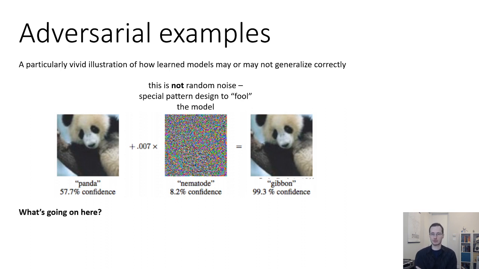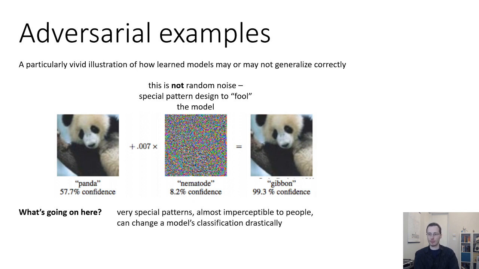Okay, that's a little uncomfortable. What's going on here? Well, what's going on is that very special patterns, almost imperceptible to people, or in this case, completely imperceptible, can change the model's classification drastically. They can turn it from a medium confidence but correct panda classification to an extremely high confidence but incorrect gibbon classification.